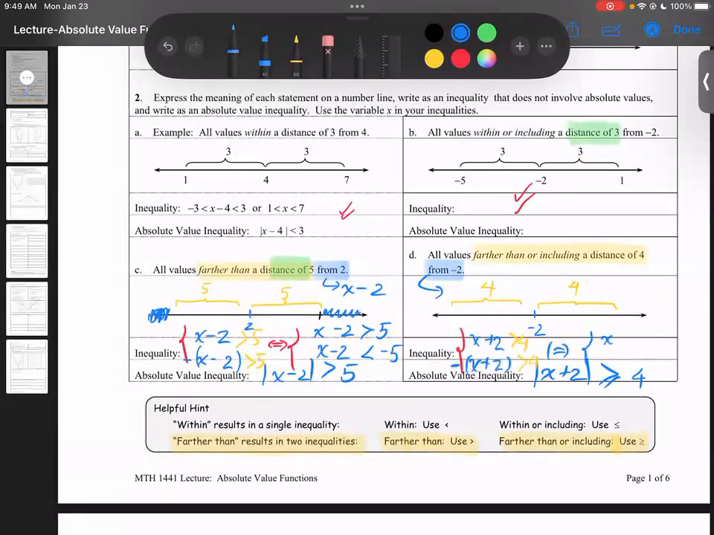So x plus 2 greater than or equal to 4, forgot the equal there. So many things to keep track of. And then x plus 2 less than or equal to -4. Makes sense, right? Greater than or equal to 4, and then less than or equal to -4.